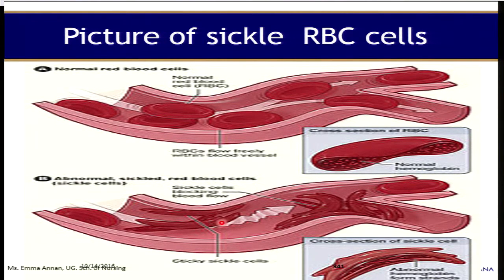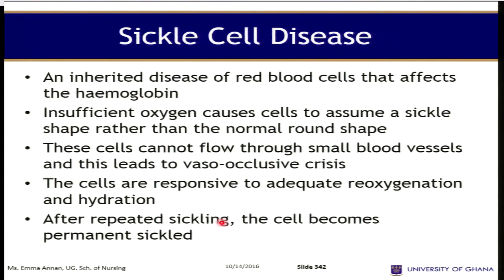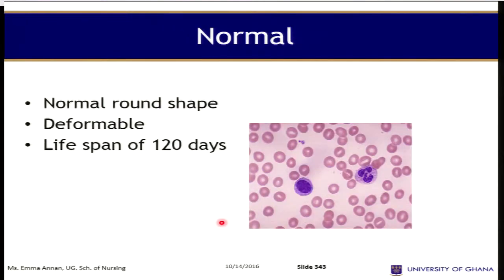The cells are responsive to adequate oxygenation and hydration. After repeated sickling, the cells become permanently sickled. So this is a normal red blood cell. The normal shape is deformable. It has a lifespan of 120 days. So this is the normal one.